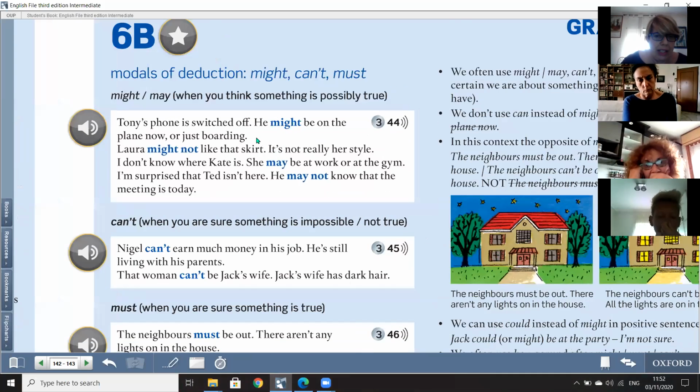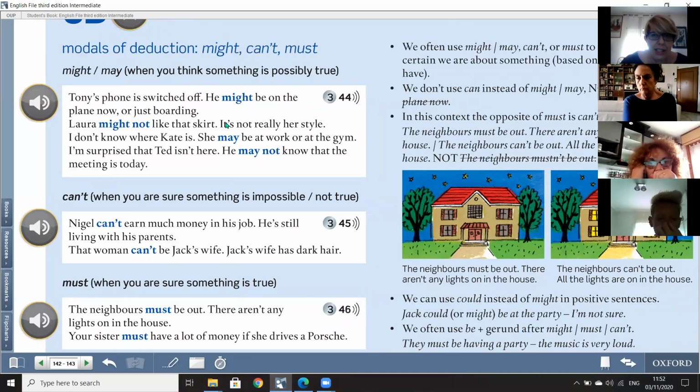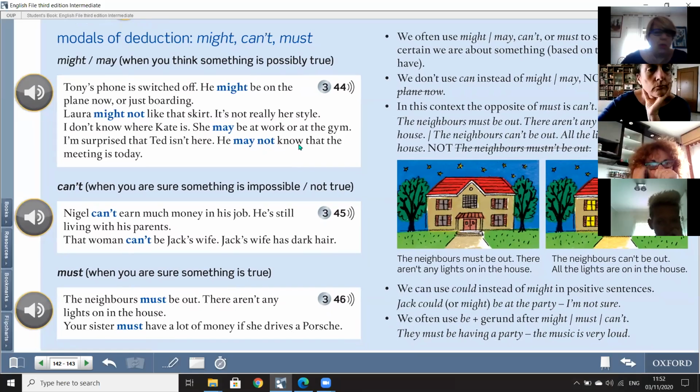Allora, noi possiamo vedere ora i modali di deduzione, che sono la cosa un pochino più... non complessa, non è complessa, sono abbastanza semplici. Might or may when you think something is possibly true. Leggiamo questi velocemente e facciamo solo un esercizietto di verifica.